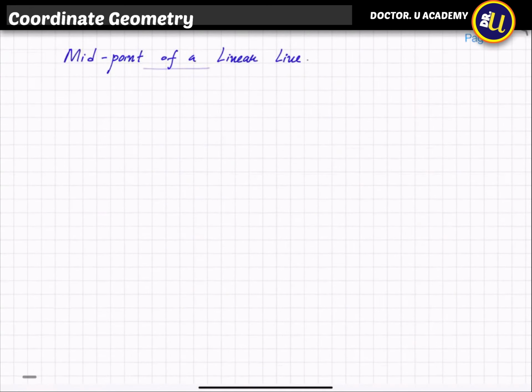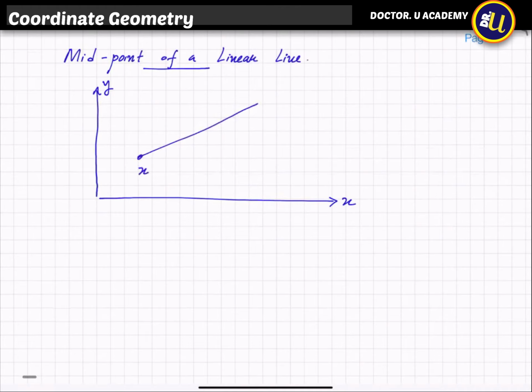So next topic would be midpoint of a linear line. So let me draw a general line, x and y here. I take the initial point as x1, y1, and then take the final point as x2, y2. So the midpoint is somewhere here. So we have to now find the coordinate of the midpoint.